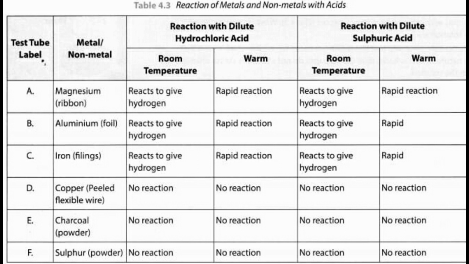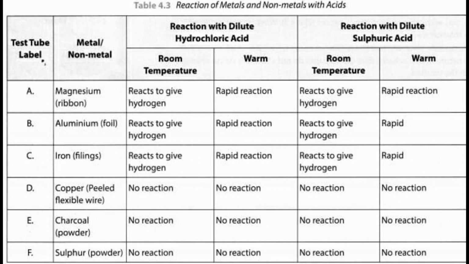When you take aluminium foil in test tube B and react it with 5 ml of dilute hydrochloric acid, it produces aluminium chloride. Even at room temperature the reaction takes place, and when you warm it you get a rapid, fast reaction. With dilute sulfuric acid, aluminium foil produces aluminium sulfate and hydrogen gas is formed. Iron filings also produce iron chloride with hydrochloric acid and release hydrogen gas. When you warm the reaction, it is rapid. Iron filings also react with dilute sulfuric acid to produce iron sulfate, and hydrogen gas is released.